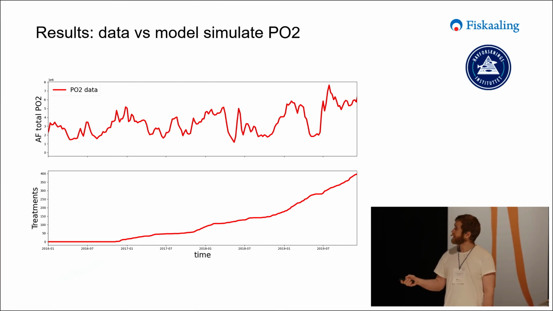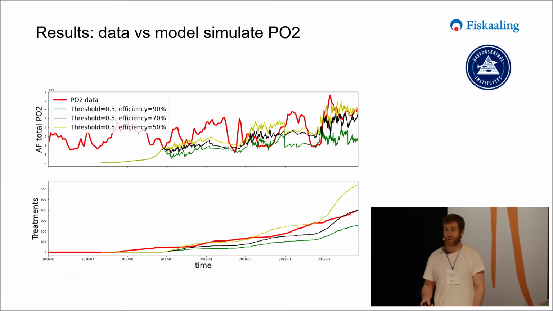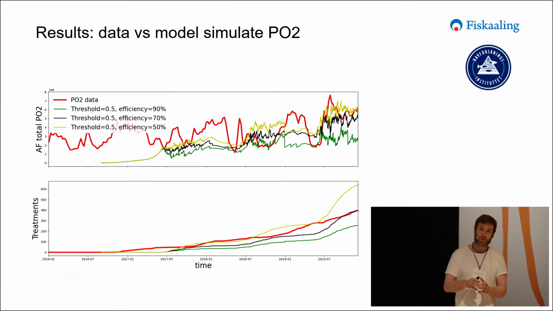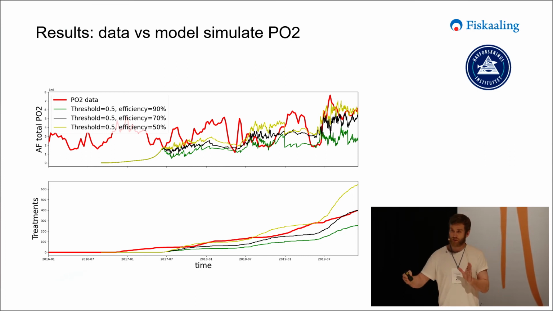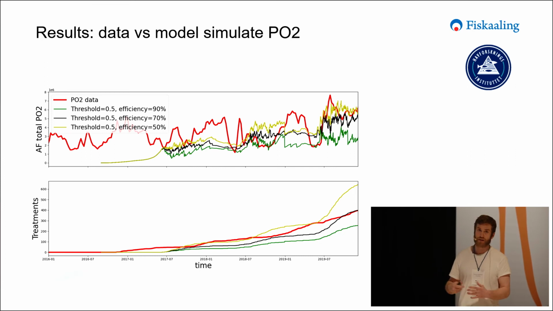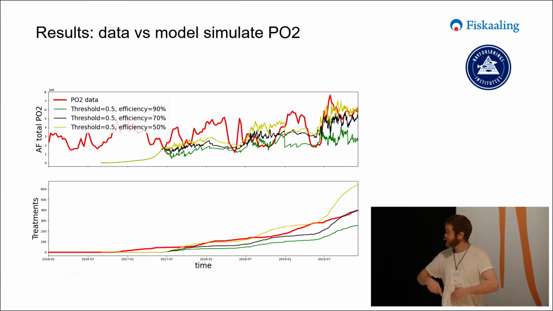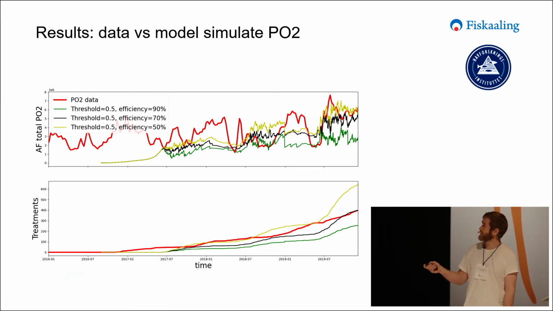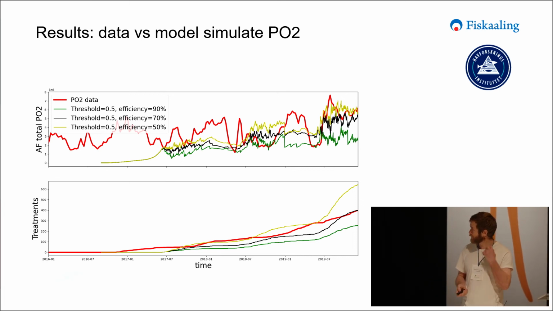And if we then take our model and start it, in this case we started it by giving all the farms that were present in the water for the first 200 days of the simulation period 30,000 lice per day to get the model up and running. And we said, okay, everybody has to treat when they hit that threshold of 0.5. And we looked at the efficiency of 90, 70, and 50%.